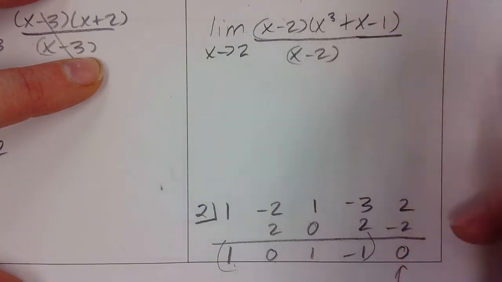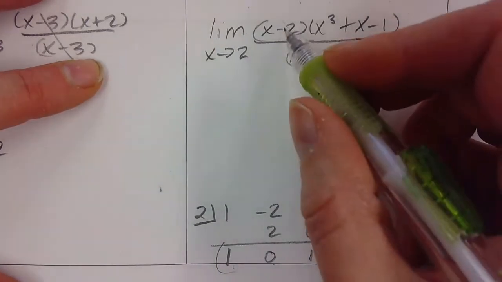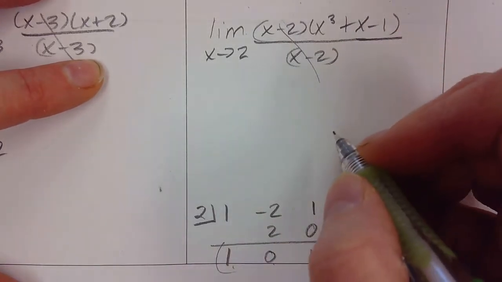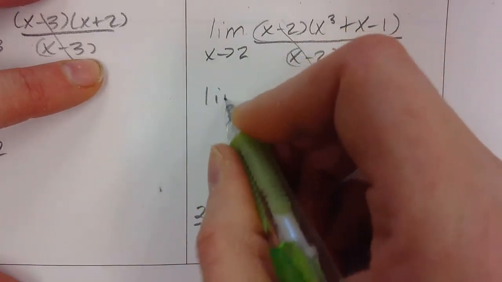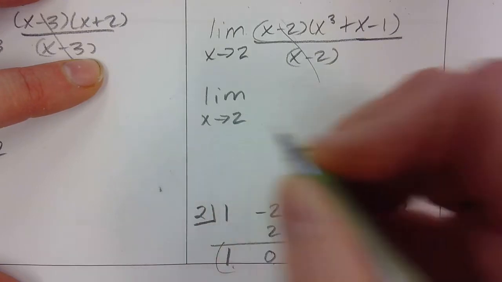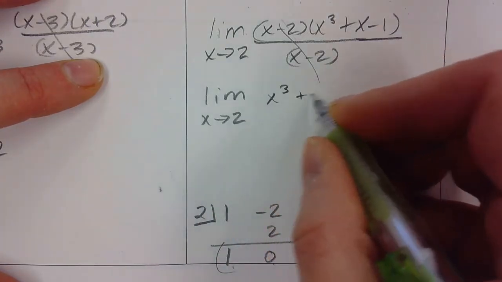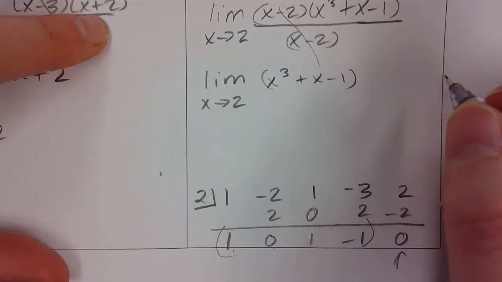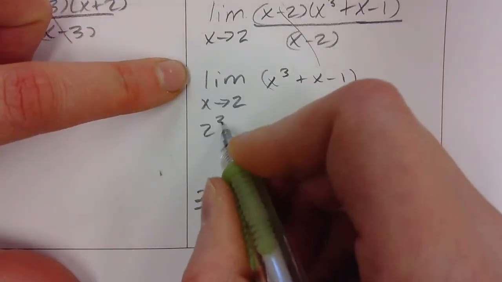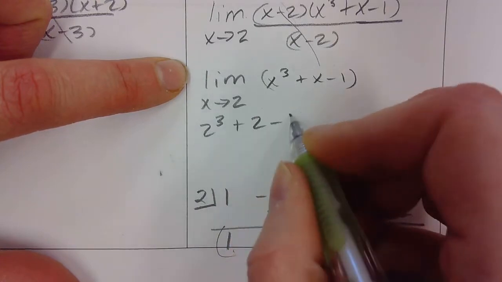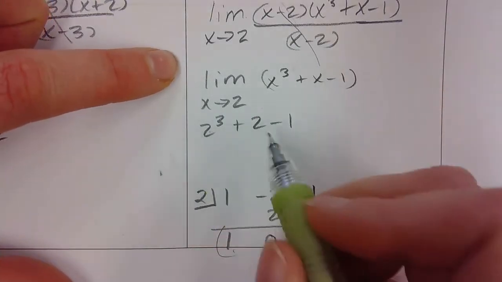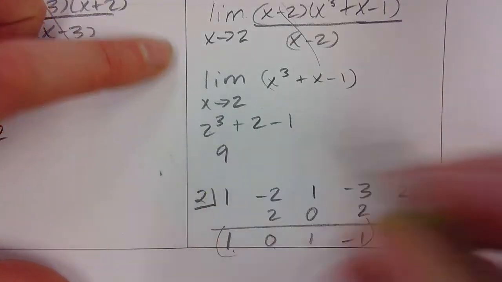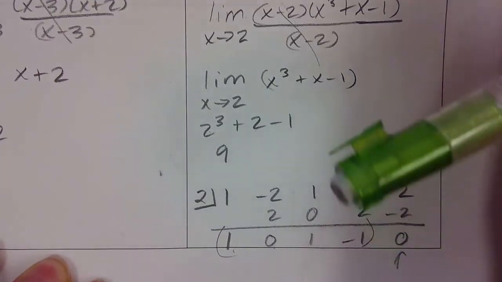So now that it's factored, I can go ahead and reduce and get rid of that factor of x minus 2. So I have the limit as x approaches 2 of x cubed plus x minus 1. And now that I have that simplified where I can substitute 2, I'm going to go ahead and do that. So 2 cubed plus 2 minus 1. Let's see, 8 plus 2 is 10 minus 1 is just 9. So the limit is going to equal 9.